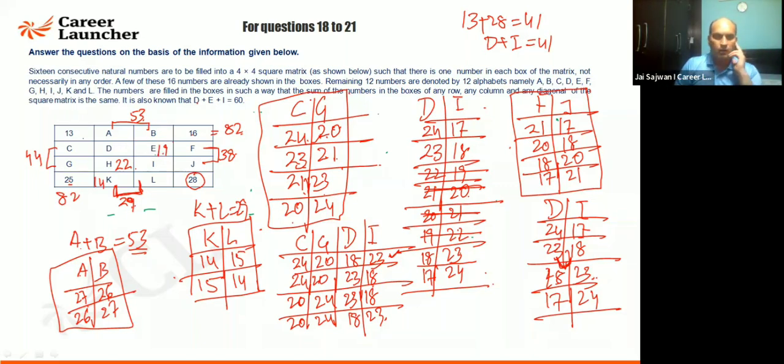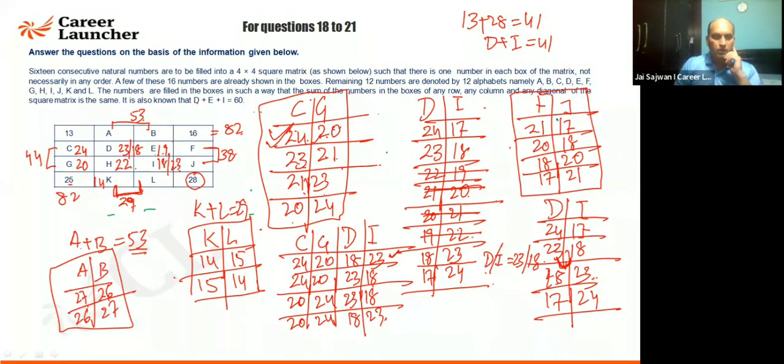ये 19 रखा हुआ है. I'll take the value as a 24. This is 20. Let's assume this first combination here. If it is 24 and 20, as we already said, D and I, जो combination होगा, that will be 23 and 18 में से. So D and I is 23 and 18.